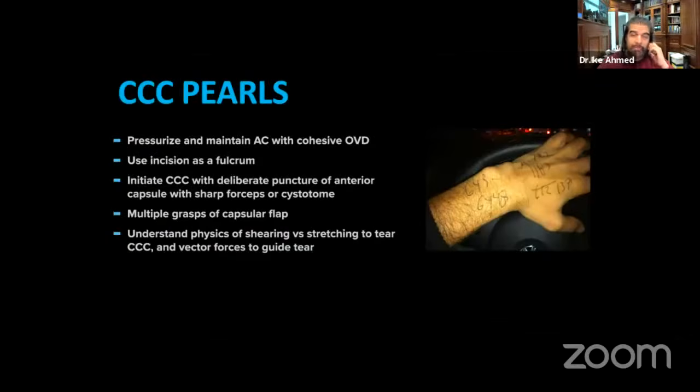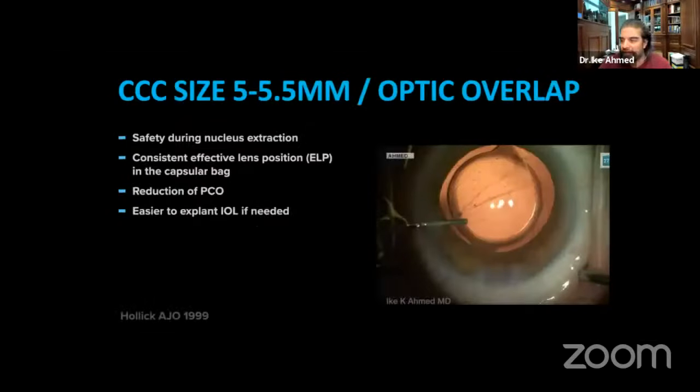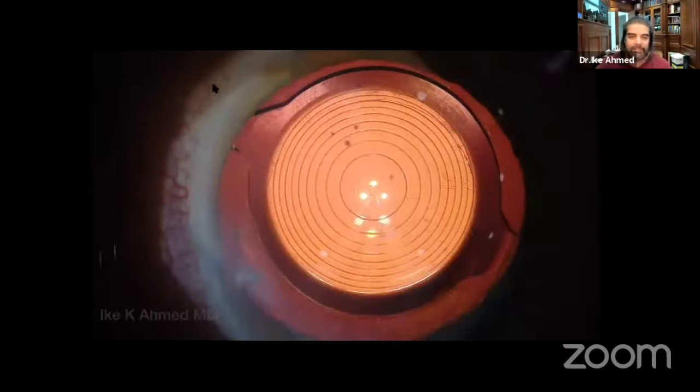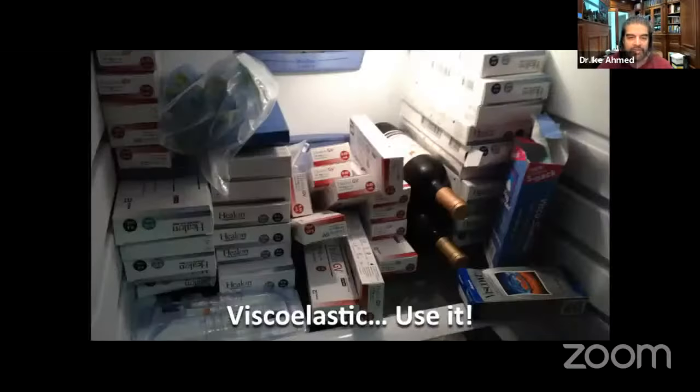It's important to always remember a few principles and pearls that I've listed here. We pressurize the eye. We always remember to use the incision as a fulcrum. We want to be deliberate in our motions and understand the physics of what we do. The value of a good capsulotomy and capsulorhexis is quite evident in terms of safety, ELP, positioning of the lens, and reduction of PCO. And as was mentioned earlier, if the lens has to be removed, it is easier if there's anterior capsule overlap to lift the capsule off the lens. What we want to see is a nice capsulotomy with good overlap, and you see the edge of the IOL beyond the capsular edge.